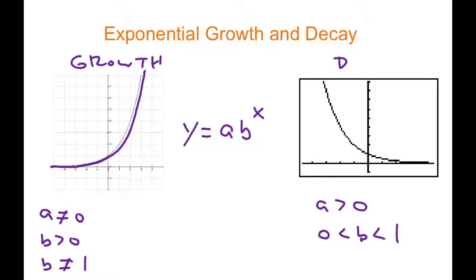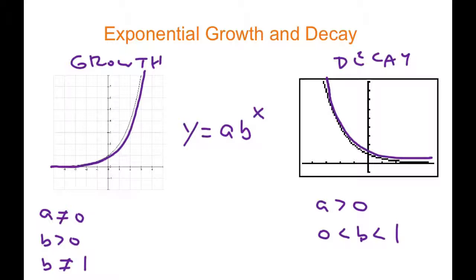This would be our decay. And decay is starting high and drops sharply and then kind of levels off. Both these graphs don't really touch the x-axis, they just get real close to it.